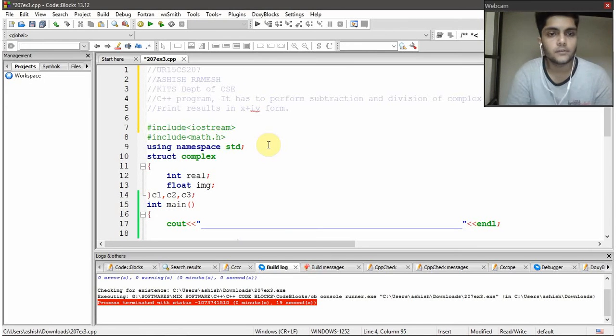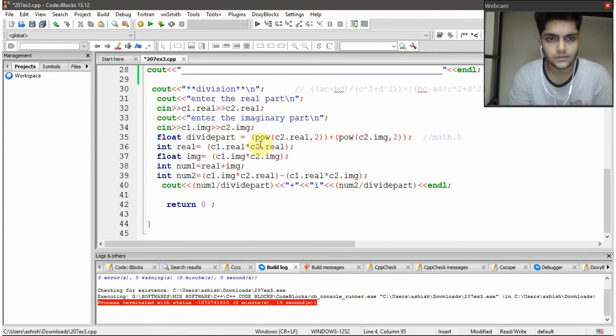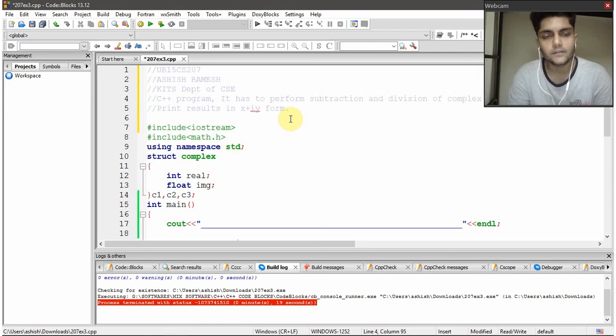So first of all, I will start this program with two header files, that is iostream and math.h. I have used the math.h header file because here I'm performing some power function, that is to calculate the square of some digits, and then I have used using namespace std. I have used this namespace std because I can directly write the cin and cout statements.